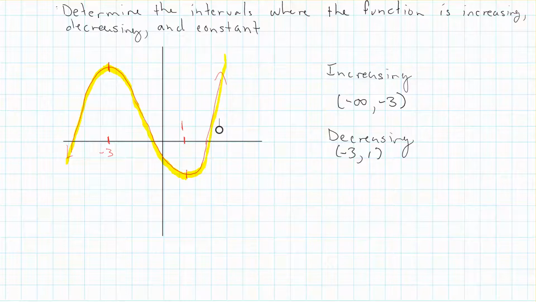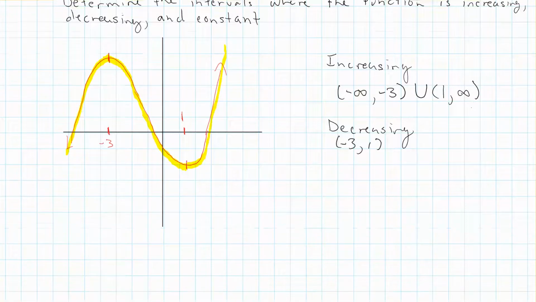So I'd union this here, and this would be 1 to infinity. And so those would be my intervals of increase and decrease. And of course, there are no intervals where it's constant. Okay, so let's look at one more here real quickly.